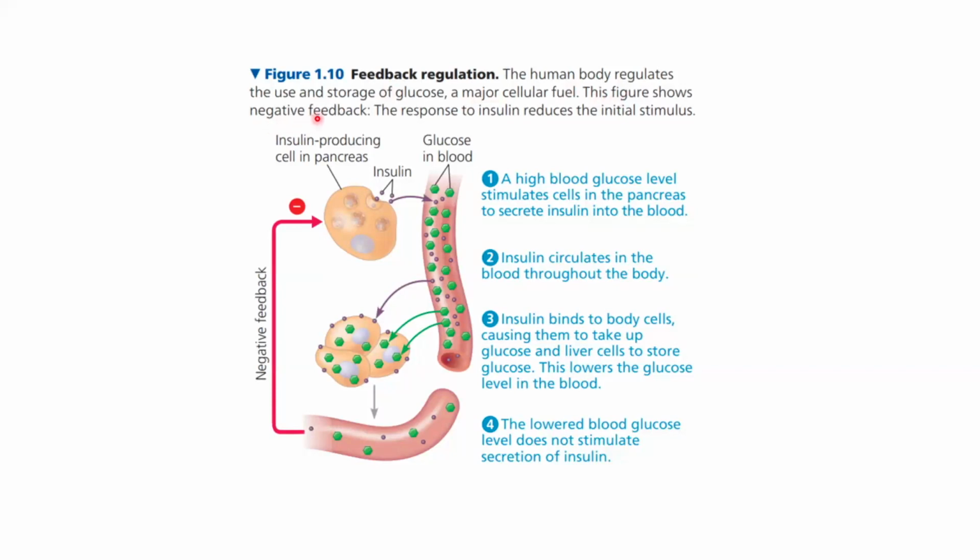This figure shows negative feedback. The response to insulin reduces the initial stimulus. High blood glucose levels stimulate cells in the pancreas to secrete insulin into the blood. Ultimately, as a result of high sugar in the blood, your body produces insulin, and then insulin allows cells in your body to take up sugar from the blood. This is what we call negative feedback, trying to essentially restore balance. The blood sugar may be getting too high, and through the release of insulin, it generally does bring the blood sugar down.